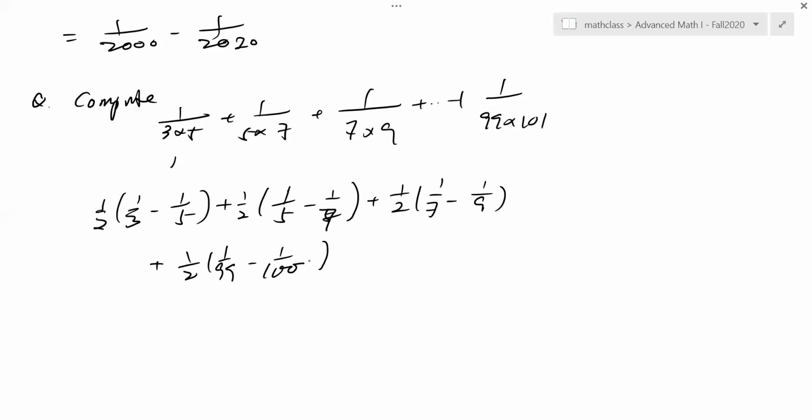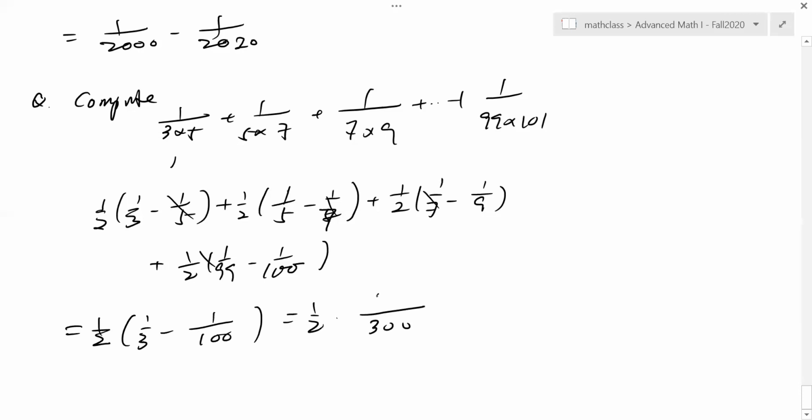Then you will see that all those terms in the middle cancel out. So you will get 1/3 minus 1/99, times a half. That'll be 300. 100 minus 3 is 97. So 97 over 600.